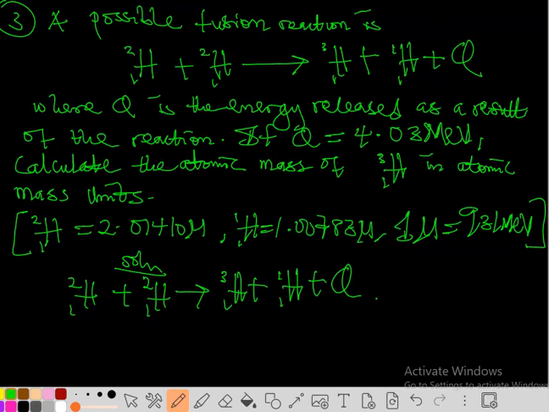Okay, a possible fusion reaction is deuterium plus deuterium to give tritium plus protium with the release of energy, where Q is the energy released as a result of the reaction. If Q is 4.03 mega electron volts, calculate the atomic mass of tritium in atomic mass unit.